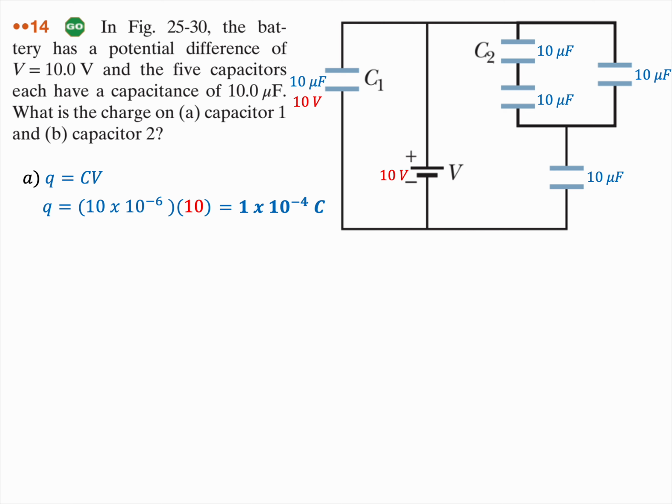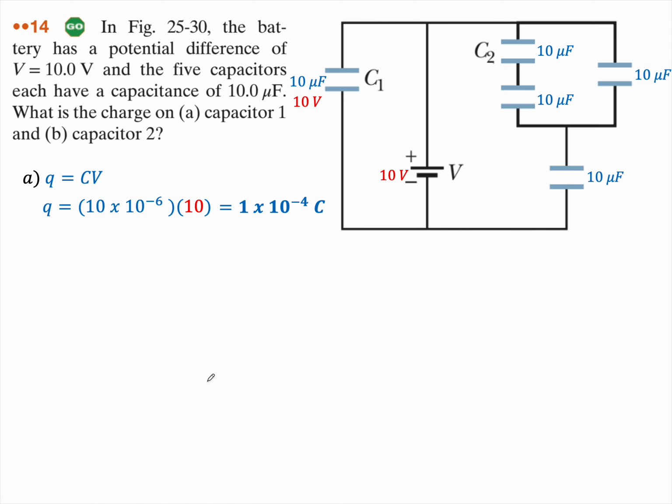Part B is a little bit more exciting. Why? Because for C2, we don't know the voltage on it. It's part of a larger series. It's not charged to 10 volts. That 10 volts is distributed across this network. So before we can do anything else, we've got to figure out the capacitance of this whole side of this sort of network of things.